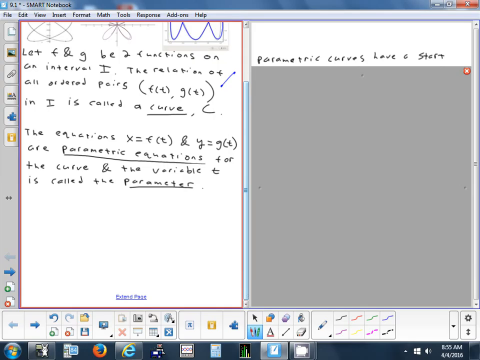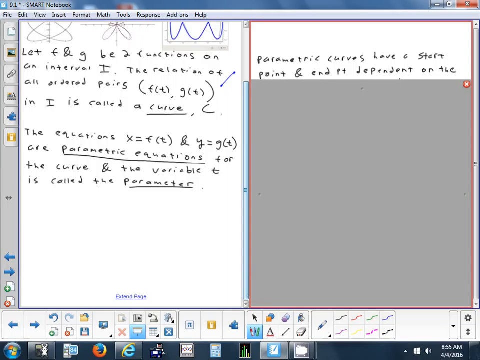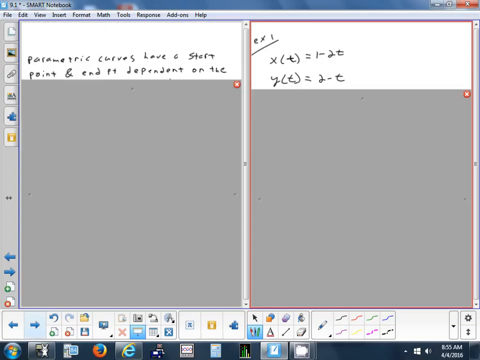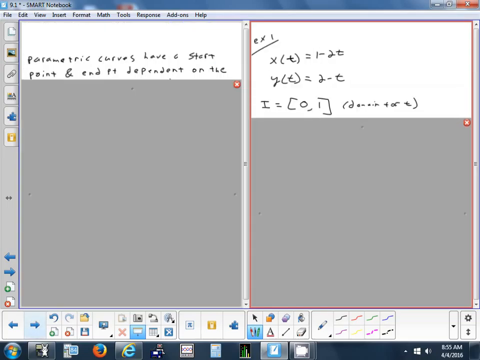Right, so as I said before, a parametric curve has a start point and an end point. The start point and end point depend on what I tell you to use for the parameter. Just to show you an example, here's a pair of parametric equations, and I'm telling you that the parameter goes from 0 to 1.